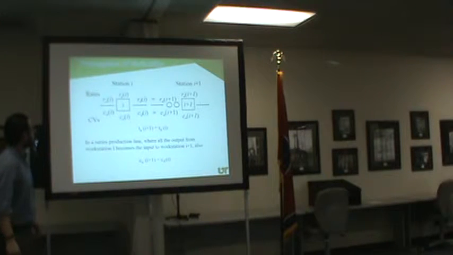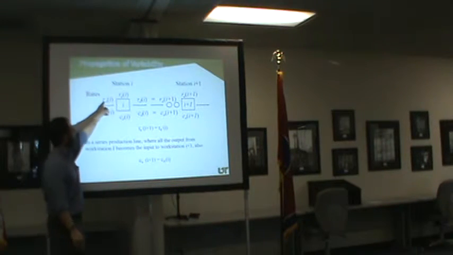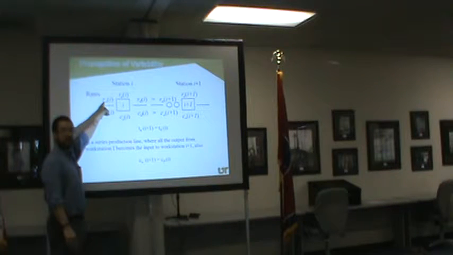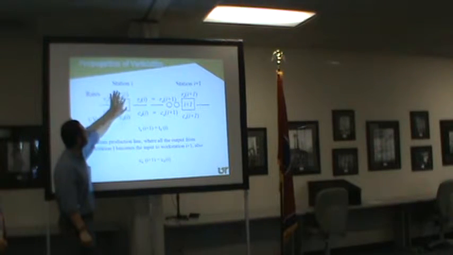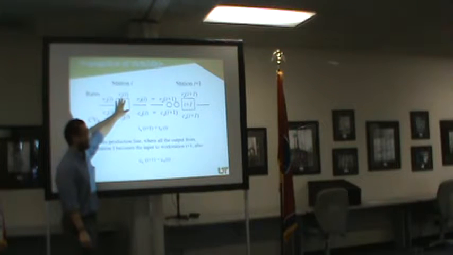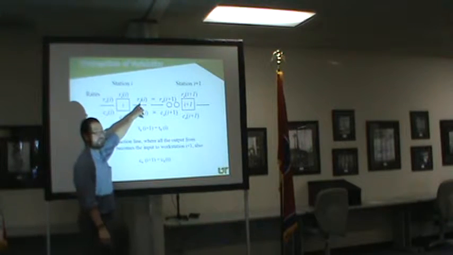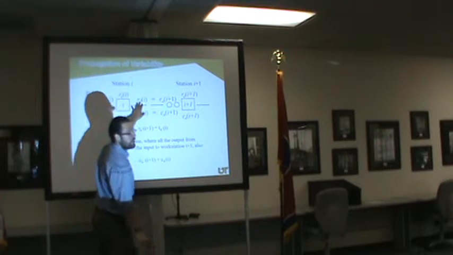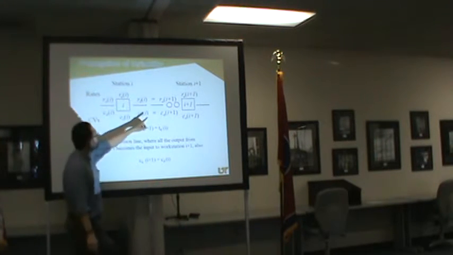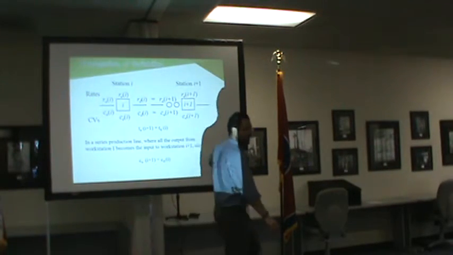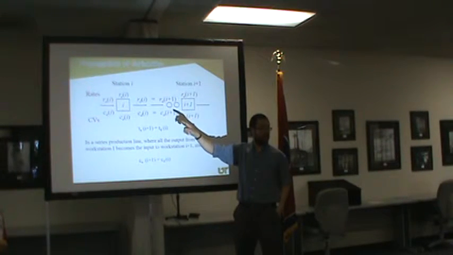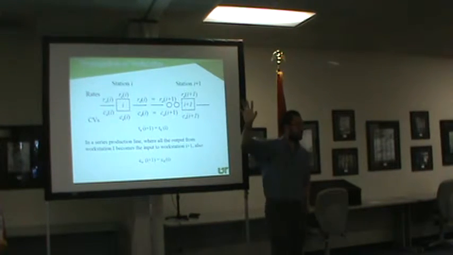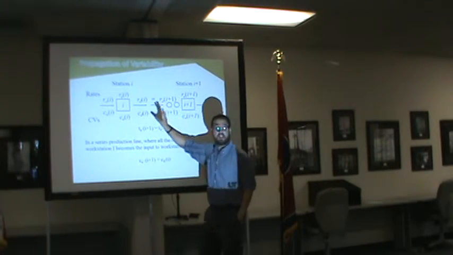So what we have is the rate of arrivals. Okay, the average rate of arrivals for process I. This is process I. Okay, this is the processing rate, and then the rate of departure. The rate of departure of process I is equal to the rate of arrival of process I plus 1. Okay, so the big advantage of doing this is that that's the link that we're going to have between processes.